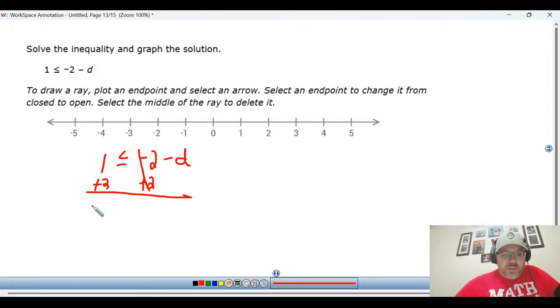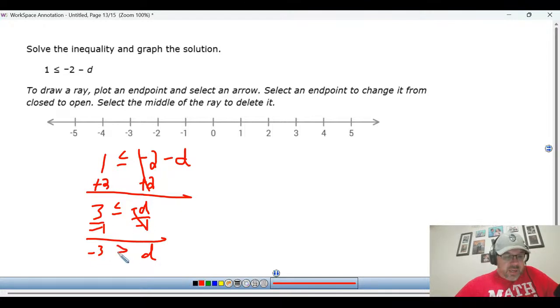That leaves us with 3 on the left side, less than or equal to -d. Remember that even though you don't see a letter or a number in front of the d, there's always that invisible 1 that we don't see. So we're going to divide by -1 here. Now we have the positive d over here. This is going to be -3. But because we divided by a negative, we have to flip the sign, so it's going to be greater than or equal to.